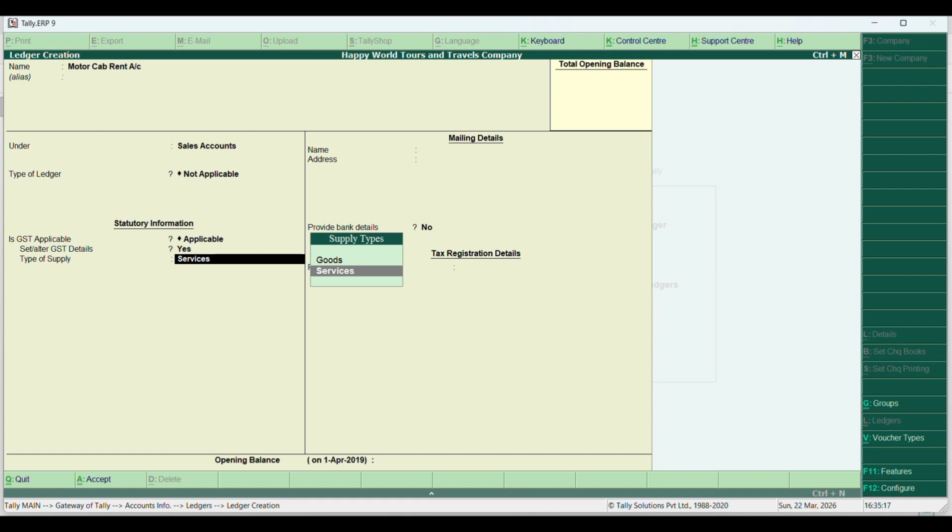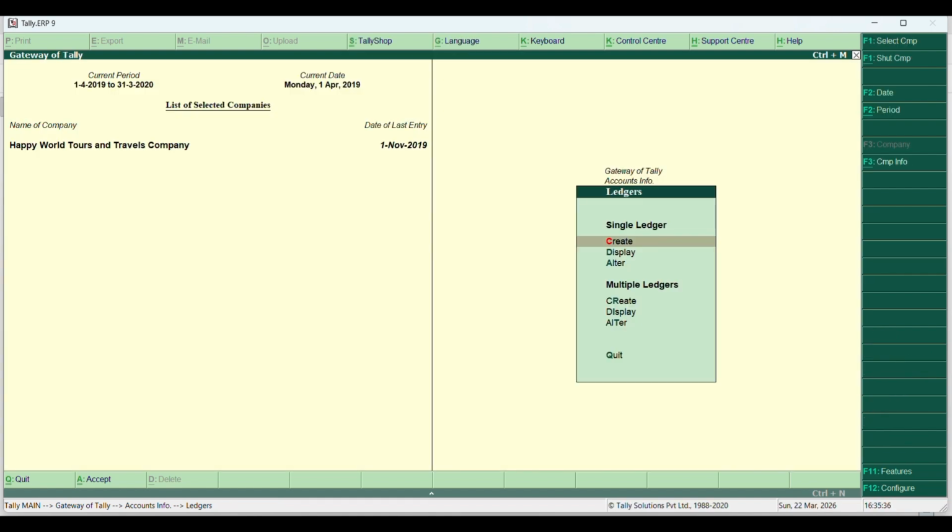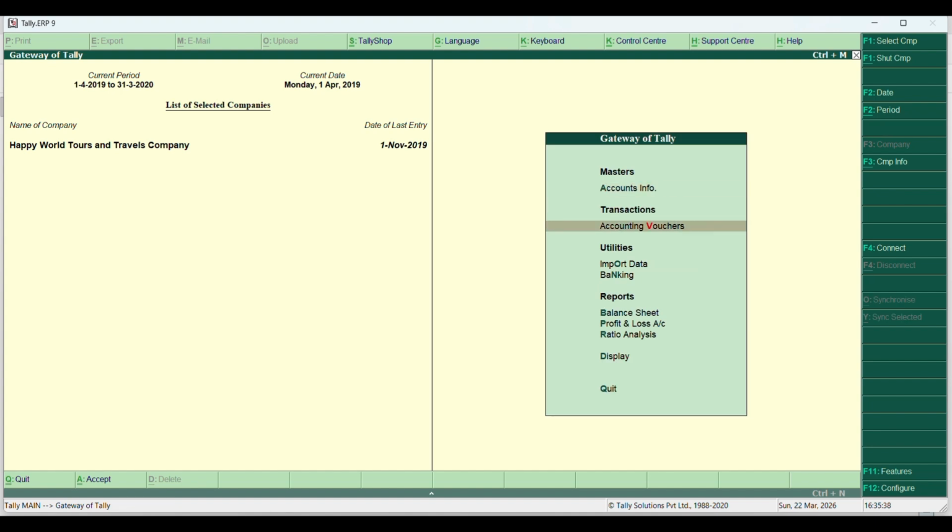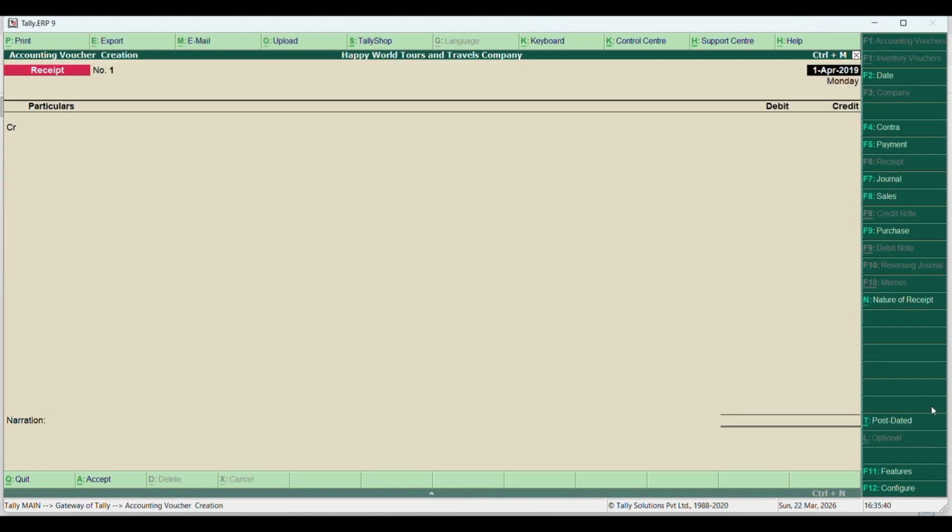Now again I repeat, we are not giving any calculation amount in IGST, SGST or CGST. We are just giving all the calculation in the ledger of service. Service ledger will have all the calculation value, that is the GST calculation percentage. So this will be yes. Come out. Again you go in the accounting vouchers. Now we are selling the service, so we'll go in the sales voucher.